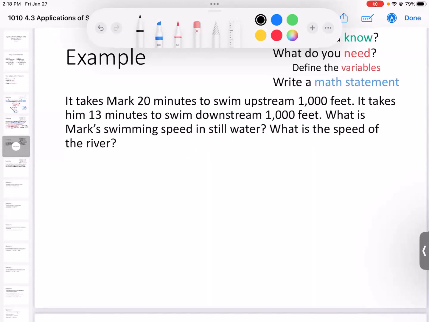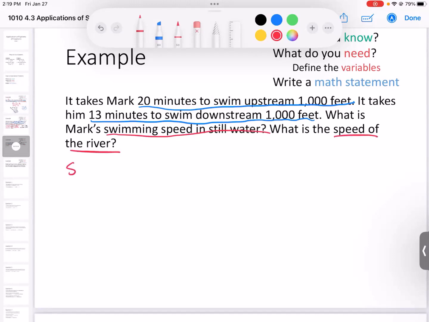So on this one, it says it takes Mark 20 minutes to swim upstream 1,000 feet, and it takes him 13 minutes to swim downstream 1,000 feet. What is Mark's swimming speed in still water, and what is the speed of the river? So if we read through this problem again, let's underline the things that we know. It takes him 20 minutes to swim upstream 1,000 feet, and 13 minutes to swim downstream 1,000 feet. And the things we want to know is his swimming speed in still water and the speed of the river.